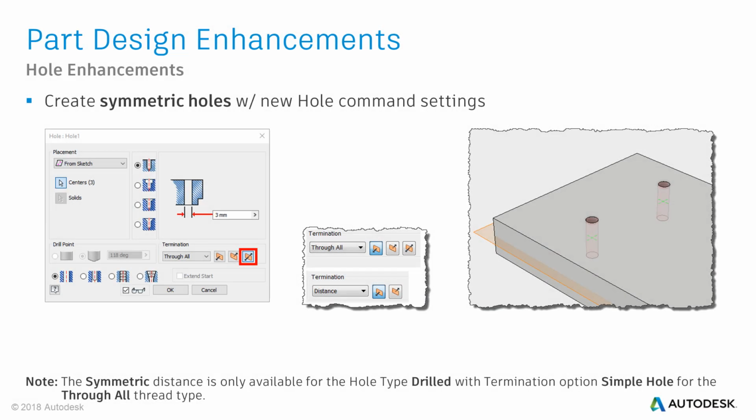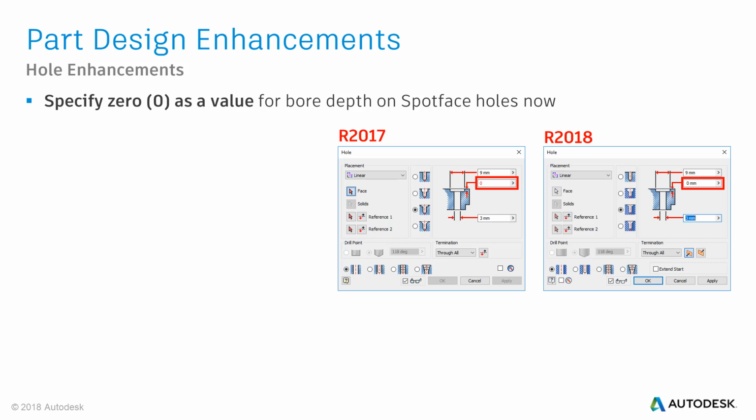After this excessive extrusion battle, something more lightweight. You can now create a symmetric hole type that creates holes in two directions. The flip termination button, still available in Inventor 2017, is replaced by Direction 1 and Direction 2 buttons. For spot face holes, you can now specify 0 as a value for the bore depth. As a result, you can now place a spot face hole on the termination face of a body.